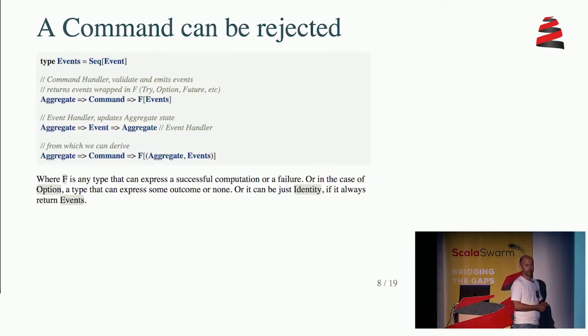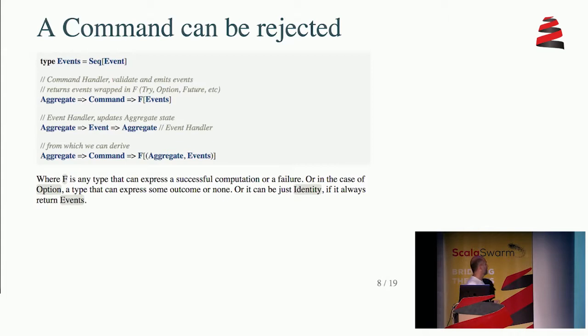And that's the first important aspect of having those two functions: a command handler can fail. It's an intent. I want to do that, but maybe it will not be possible. And the event handler is about a fact. The event is what already happened in your system. And when you replay it, when you apply it, it should always succeed. And that's why I don't have an F around my aggregate on the event handler, but only around the events in the command handler.